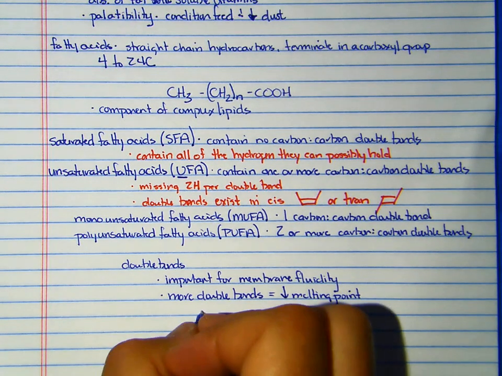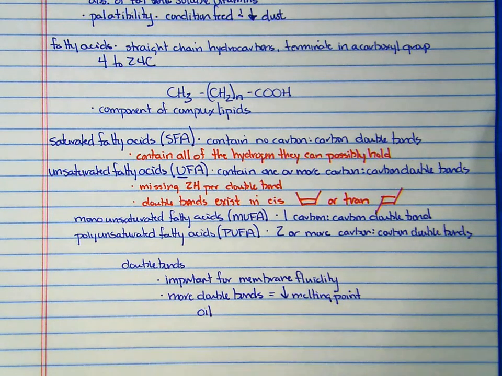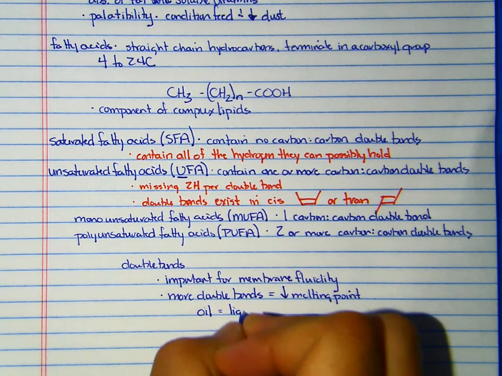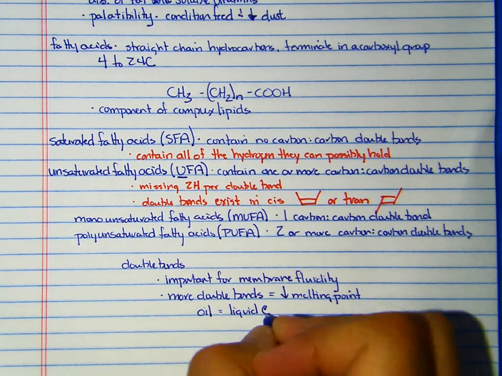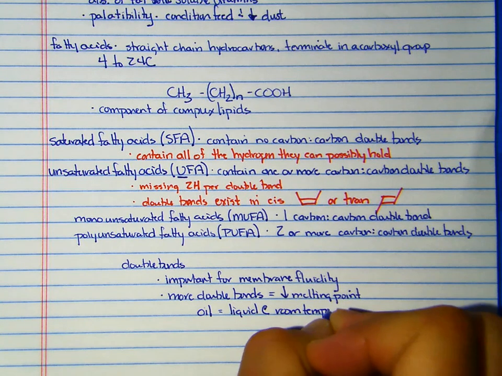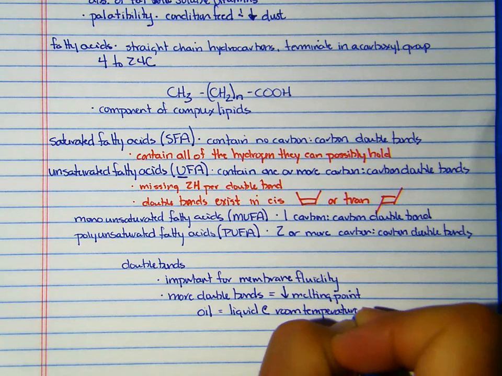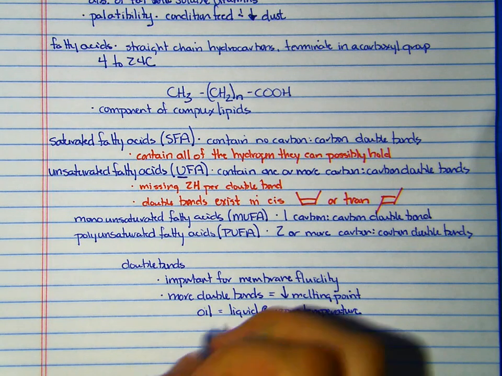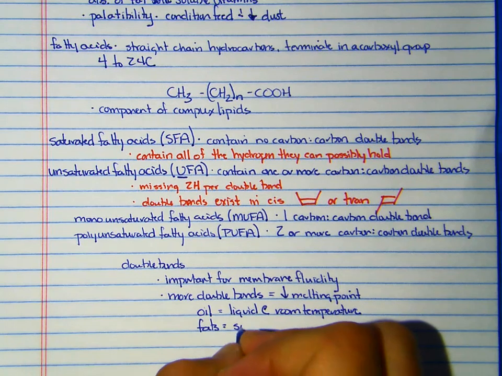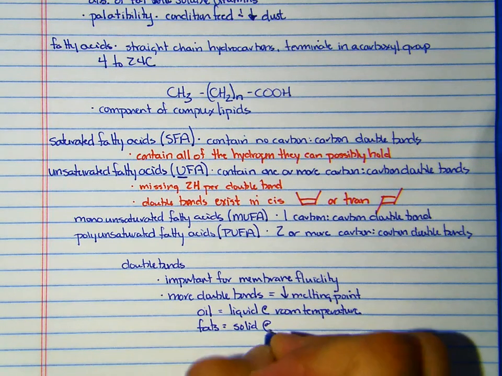And so oils have lots of double bonds and they are liquid at room temperature. And fats equal solid at room temperature.